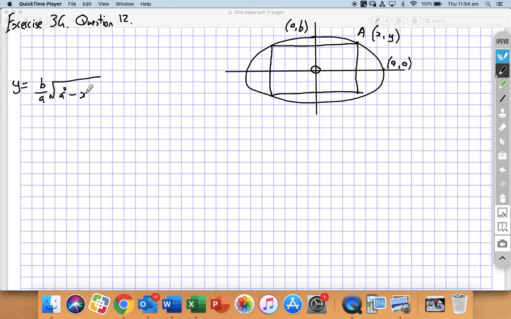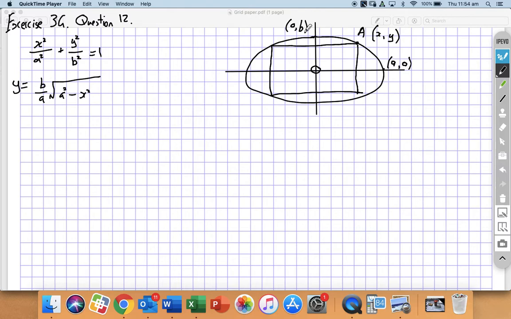Now we're told that the equation for this ellipse shape, this is supposed to be a sports stadium by the way, it's not a function, you could call it a relationship, is x squared on a squared plus y squared on b squared equals 1. So that's the equation for the whole ellipse. And they're saying from this you should be able to find out what y equals.